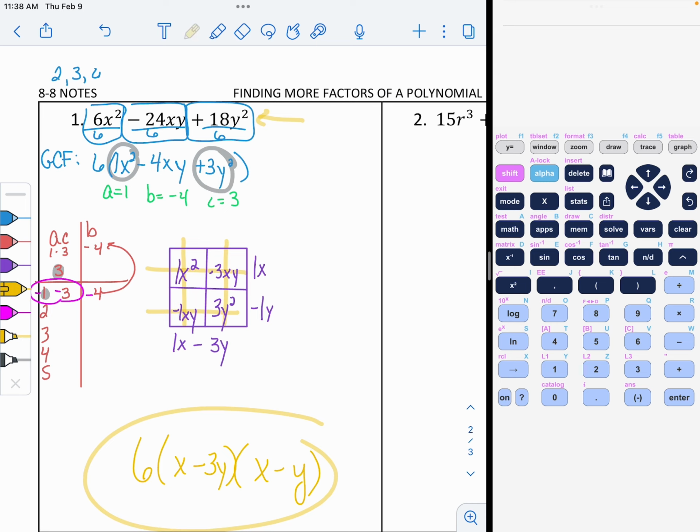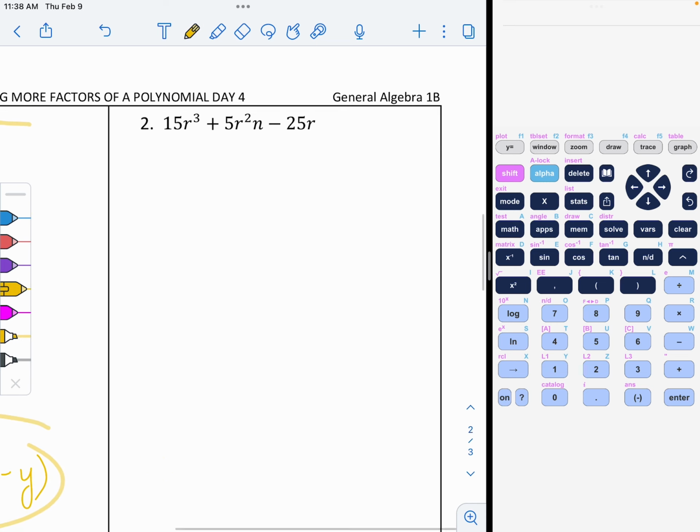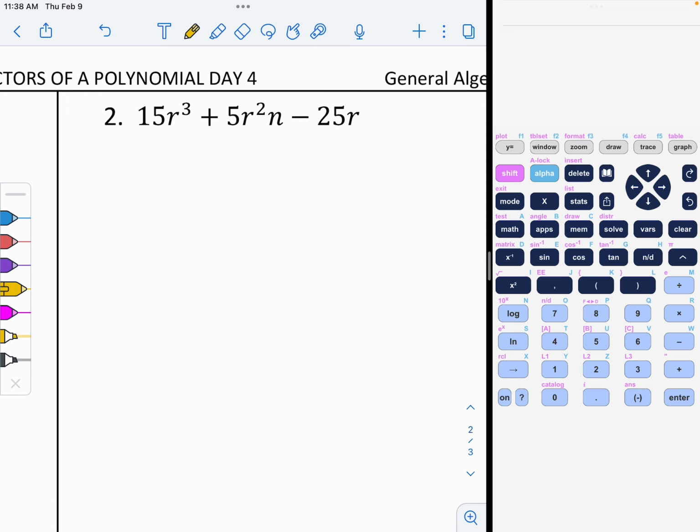Number 2, taking a look, trying to find my greatest common factor. There's always step 1, GCF, when it comes to finding factors. I know that 5 goes into all of those terms, and I also see that every single term has an r. So I'm going to divide by 5, take off an r. Divide by 5, take off an r. Divide by 5, take off an r.